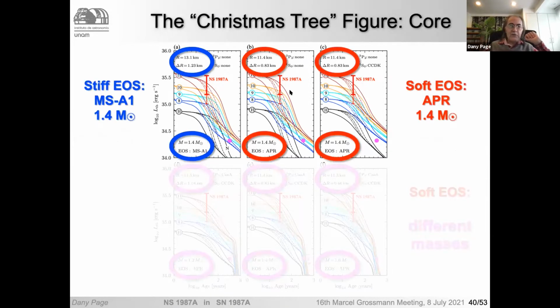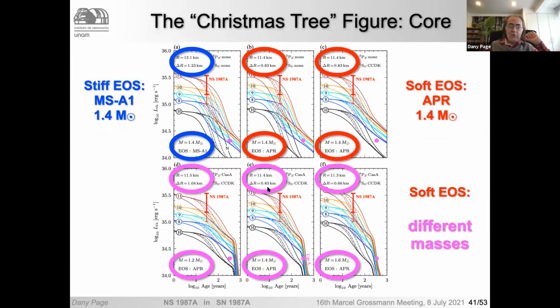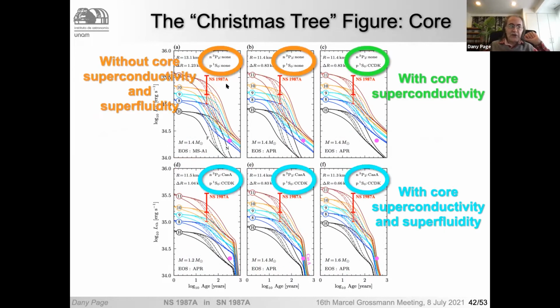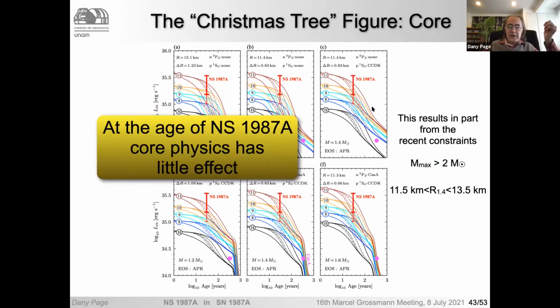So for example, we use a stiff equation of state or a soft equation of state, or within the soft equation of state, we change the mass. We can also change the superfluidity and superconductivity in the core, known as proton superconductivity, neutron superfluidity. Basically, you look at all these figures at early time when we see 1987, they basically all look the same.